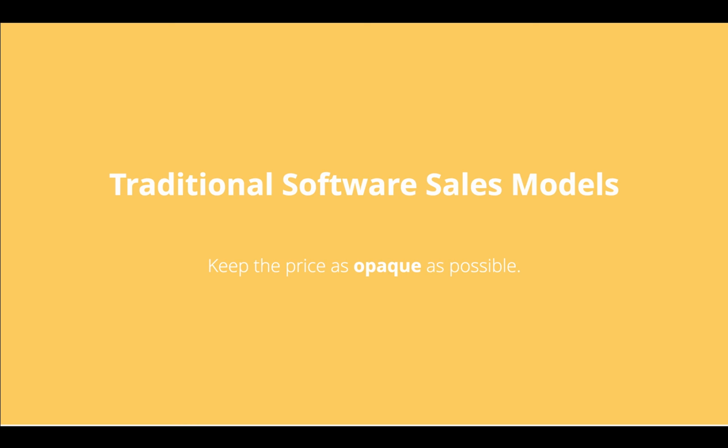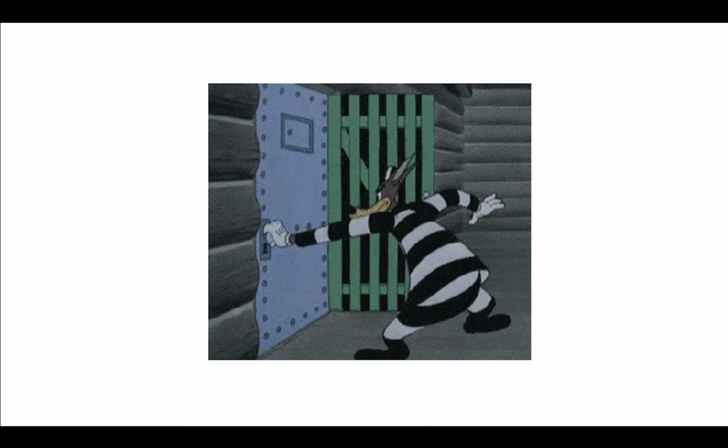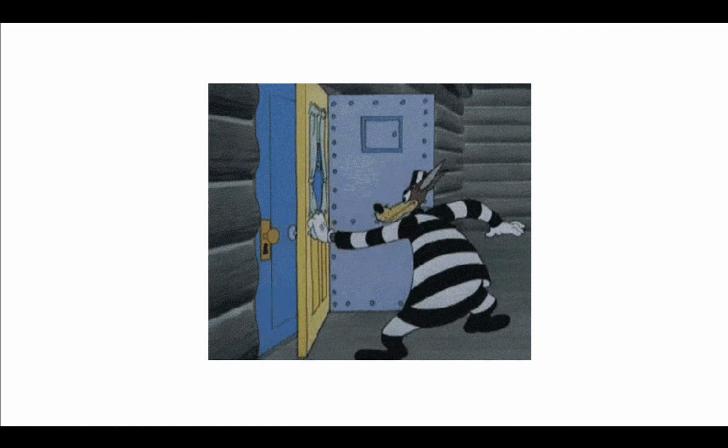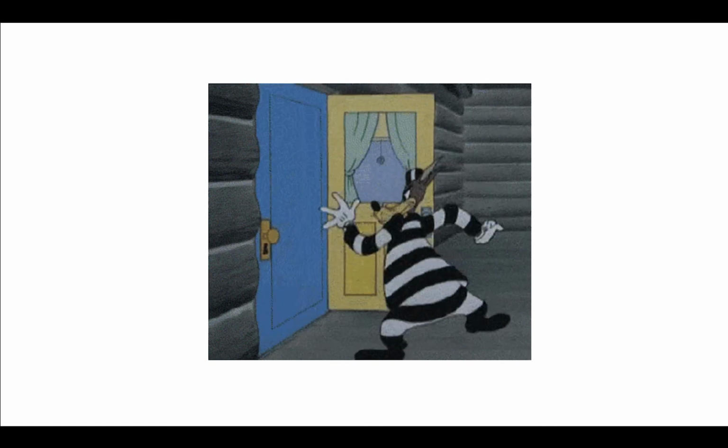And in doing so, they make a little bit extra money off the top. So keep the price as opaque as possible. That's not something we're interested in doing with Zoho One whatsoever. The price is very clear. It's up front. I'll get into it in a moment. And when it changes, the only reason it'll change is because you're adding an employee, right?